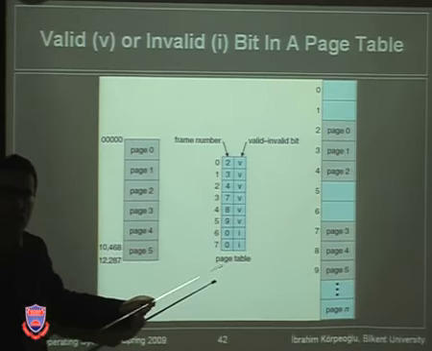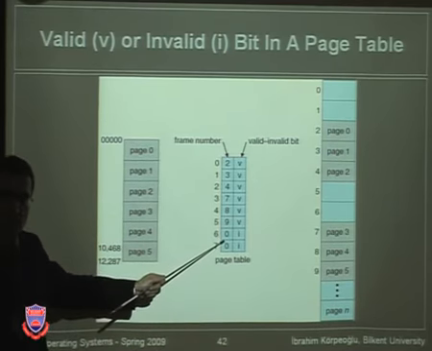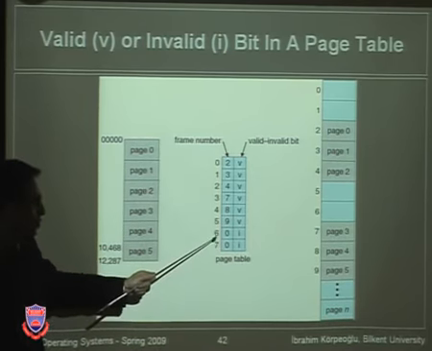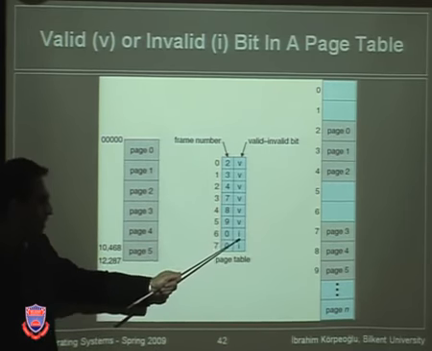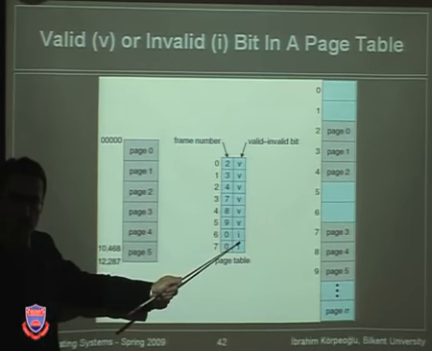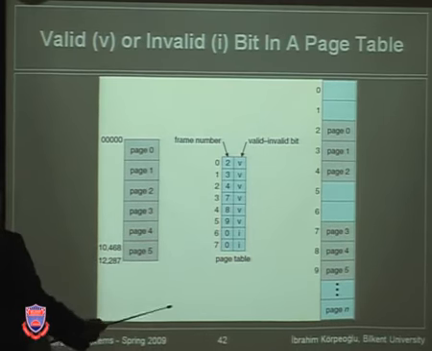If you try to do that, the hardware will catch it, because it will try to translate from page 6 to a frame number, but it will see the invalid bit here, and it will trap.